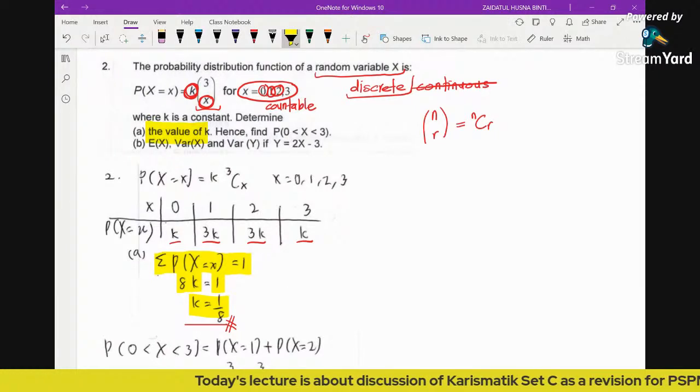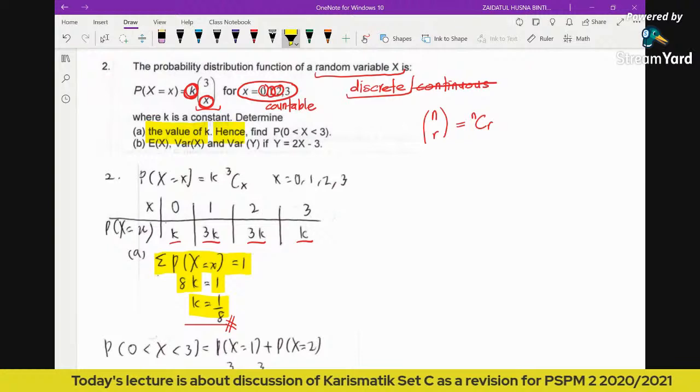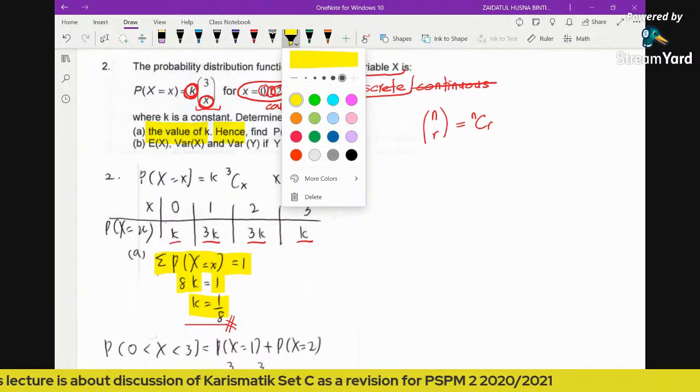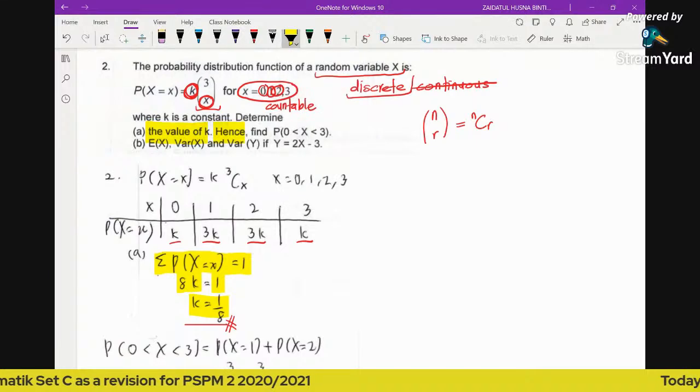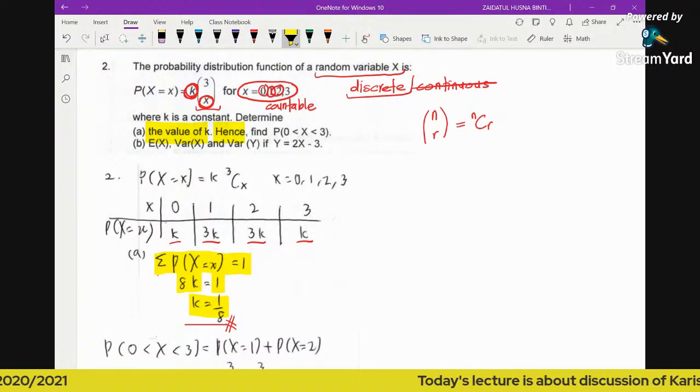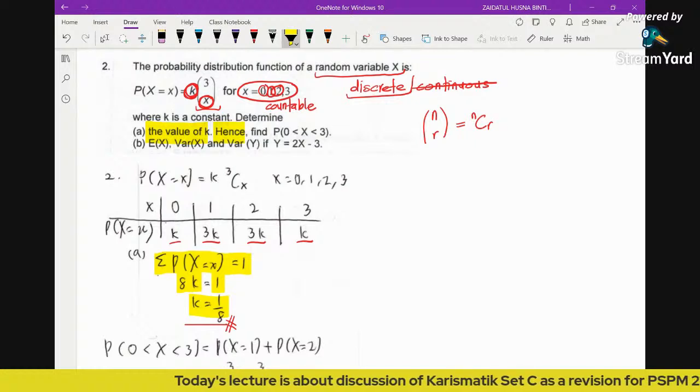Next, "hence". What does the word "hence" mean? It means that we just need to use our previous answer, which is the value of k. So you substitute it back into the probability distribution function, and then you will get the probabilities.